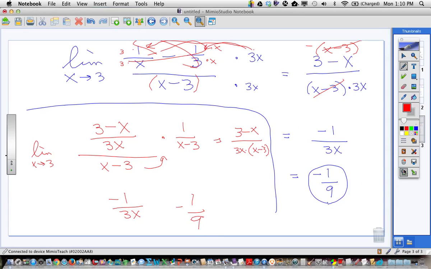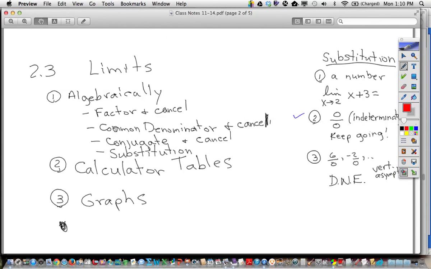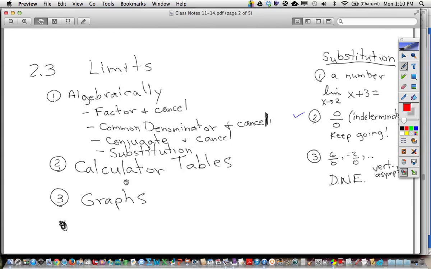Okay? All right. So back to those notes. Factor, cancel, common denominator, conjugate. Talked about substitution. We talked about if you get 0 in the bottom, that just does not exist. If you get 6 over 0, that just does not exist. Okay, 2 over 0, something like that. We talked about the graphs already.